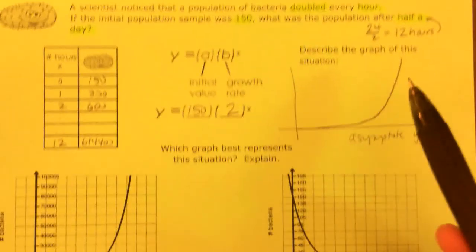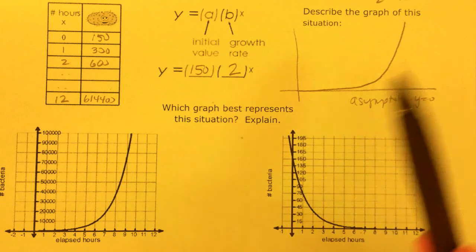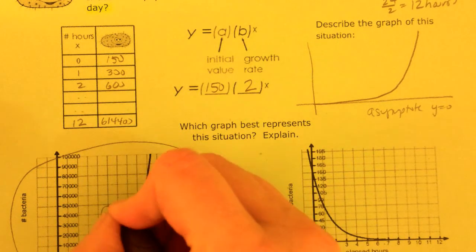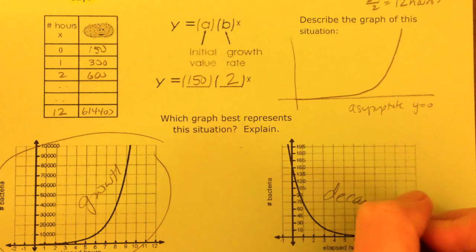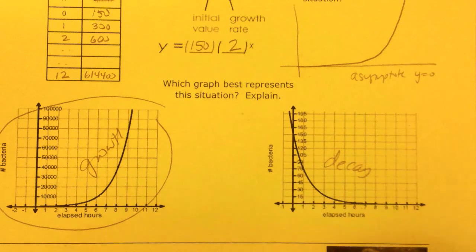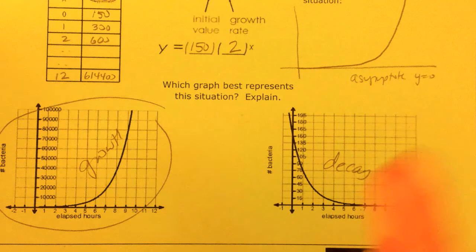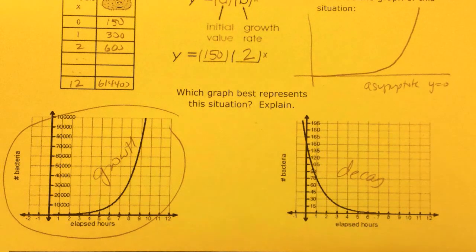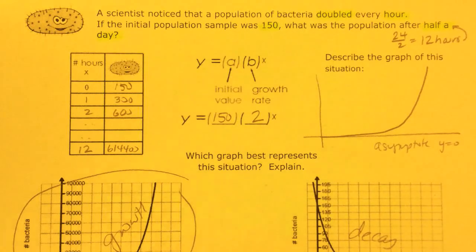So just looking at what we sketched here, which one of these matches? It's blindingly obvious that this one right here matches. We have growth, and this one here is decay. This would be more like nuclear material that decays, like it has a half-life of 1 hour, which is not good. So this would be something that was decaying. Okay? So that was the kind of examples that we did before.